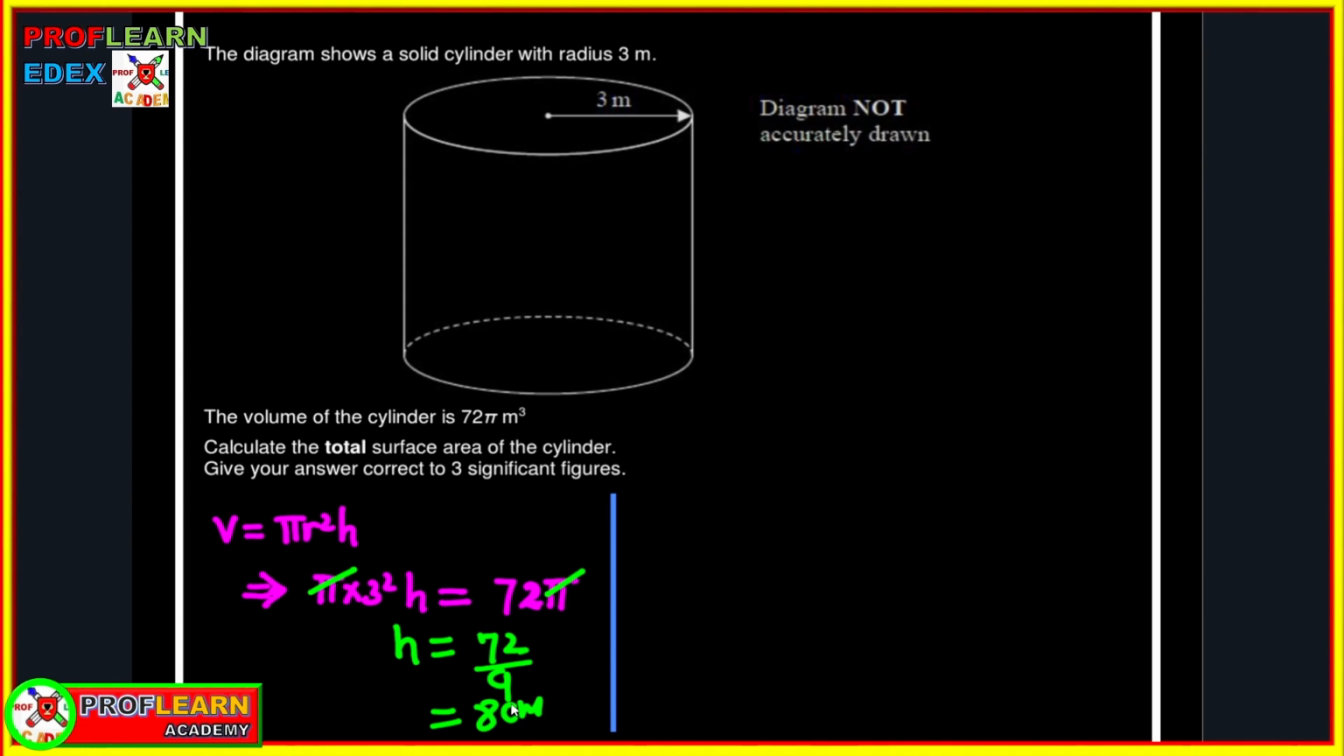Once we have our value of h to be 8 centimeters, we are going to work out the surface area.